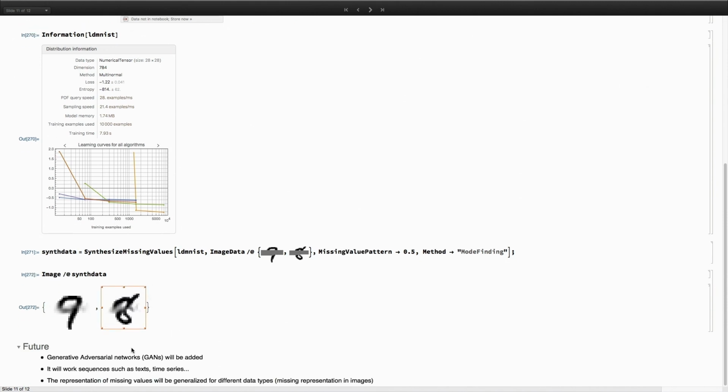We were thinking about adding other methods such as GANs; the talk given by Jerome earlier today would be a good candidate for synthesizing missing values for images. And right now, learn distribution and derivative functions like find anomalies and synthesize missing value do not work on sequences like text and audio, and in the future we're thinking about adding those.